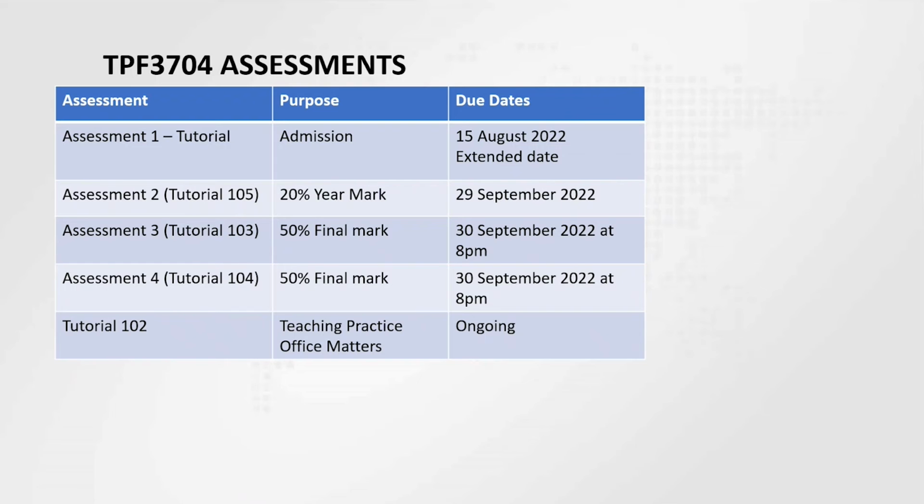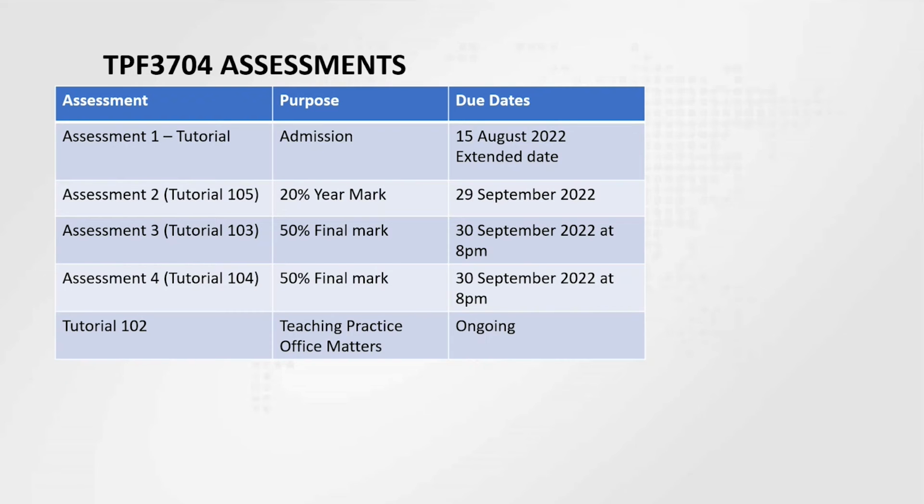Assessment 3, which is tutorial 103, your portfolio 50, is due on the 30th September. I wrote the time on purpose at 8 p.m. Usually we know its closing date is 12 o'clock. It's not, it's at 8. And assessment 4, which is portfolio 51 under tutorial 104, is on the 30th September as well at 8 p.m. They all share 50% each for your year mark. Don't think all in all is going to be 120. The system is able to work the 50 and 50 to 80% and the year mark to 20%.